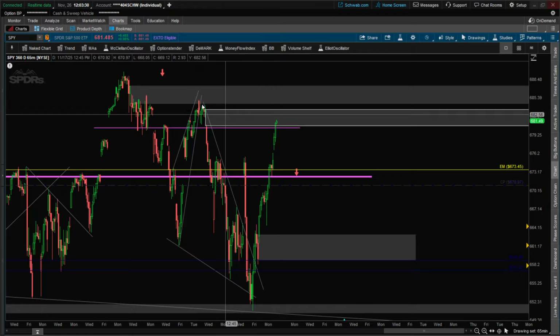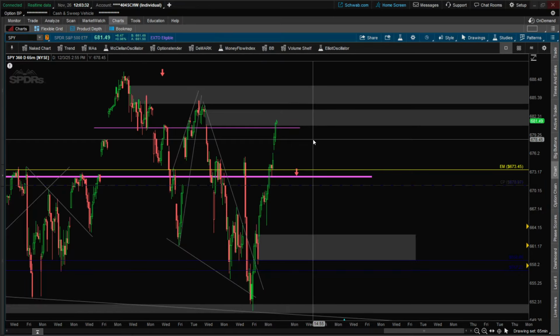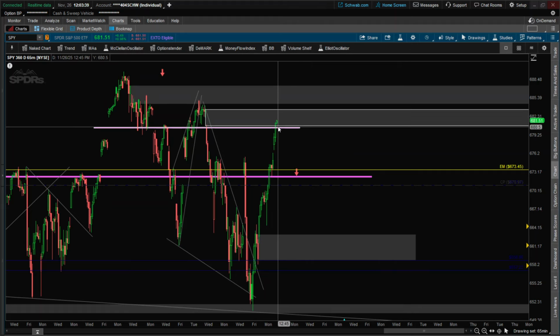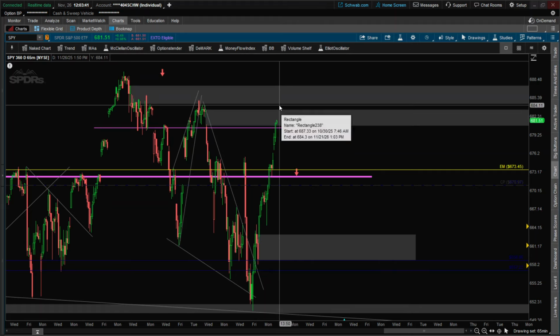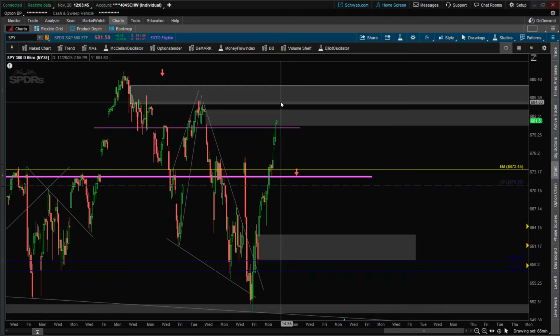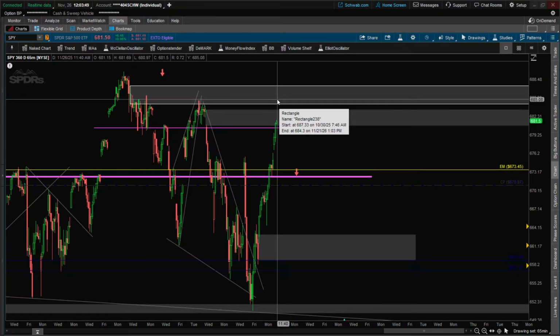Okay. Some people are going to say that you're breaking out, right? Well, not necessarily. Okay. So we're starting to fill the gap. Not sure if we're going to fill that or not, but if we do, then we're looking at getting up to this next gap here. And like I said, that was the 887 Fibonacci right there.